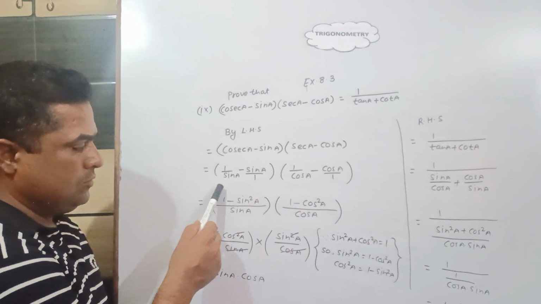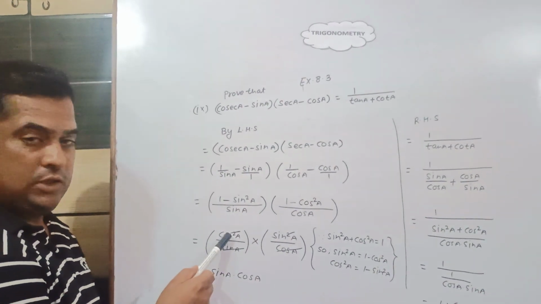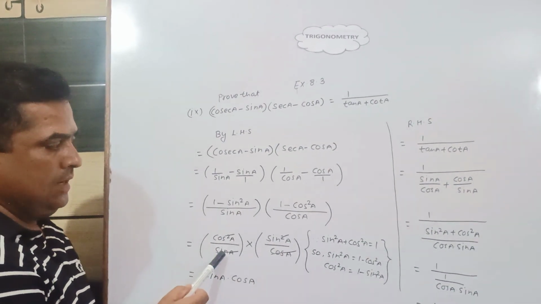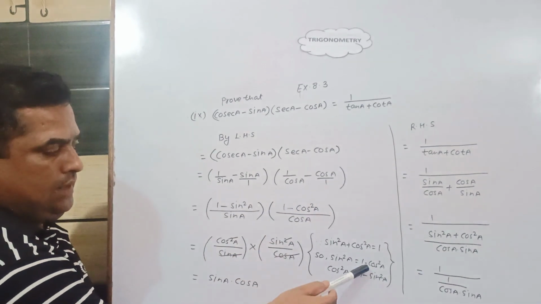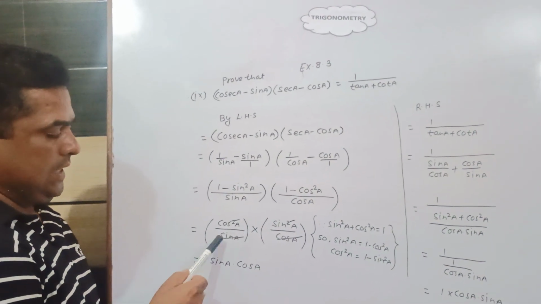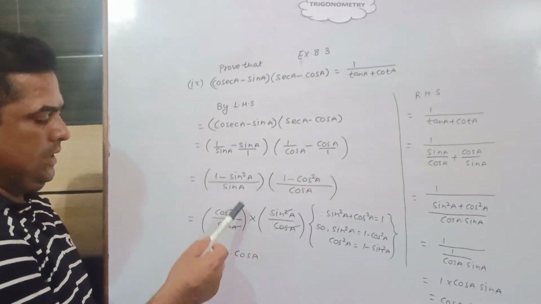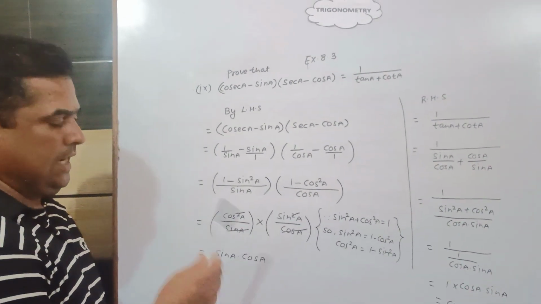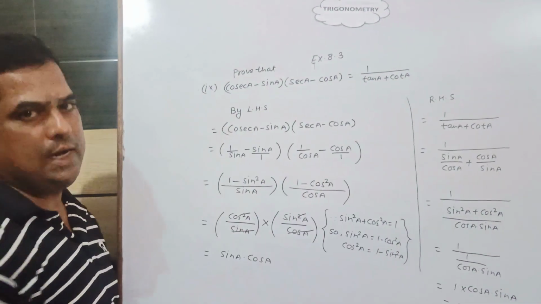We are putting the value of this 1 minus sin square a. This is cos square a upon sin a. The value of 1 minus cos square a, this is sin square a. So we are putting here sin square a upon cos a. Sin a and sin a cancel out, cos a and cos a cancel out. So we will get here sin a into cos a. But we are not getting our right hand side.